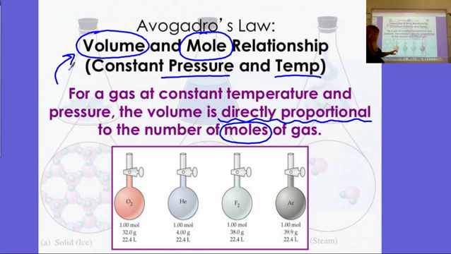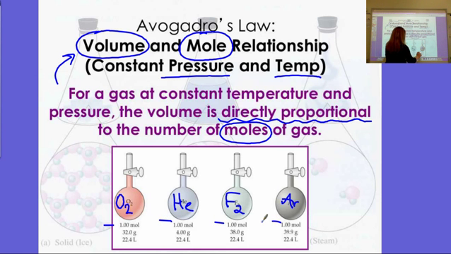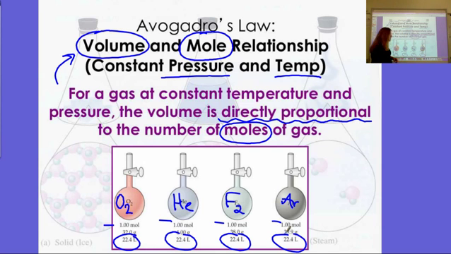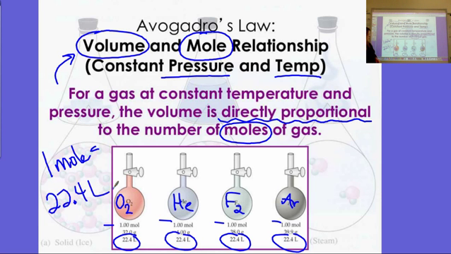Here we have 4 different flasks: oxygen, helium, fluorine, and argon. If I have 1 mole of each substance, they have a different amount of grams, right? Because I can look on the periodic table and get the mass. My grams will be different, but it's all still 1 mole. Look at that. 1 mole, no matter what the substance, is always equal to 22.4 liters.